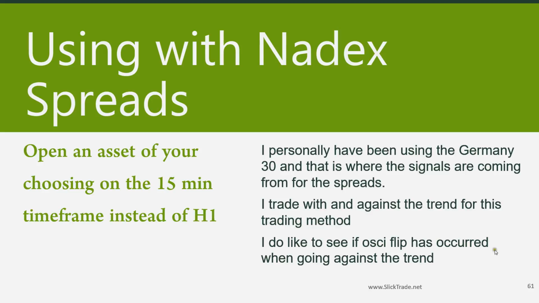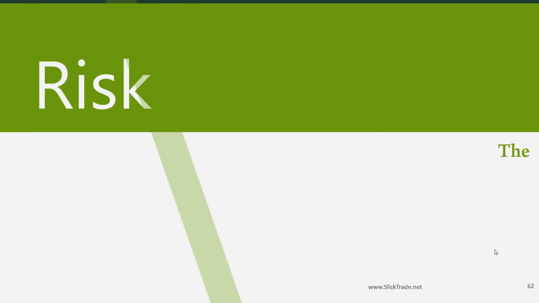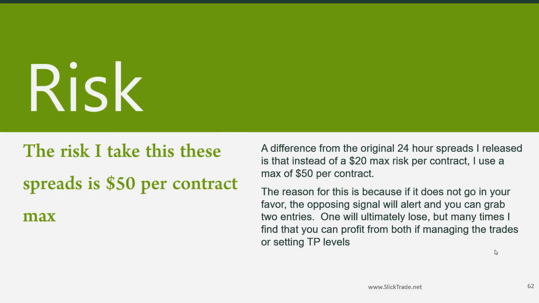But that's okay, because the next part is on risk. The risk I take for these spreads is $50 per contract max. I don't enter any others. There was one time I did enter a 60, and it turned out absolutely fine, but my general rule of thumb is you're only going to enter those if they have a $50 max risk.